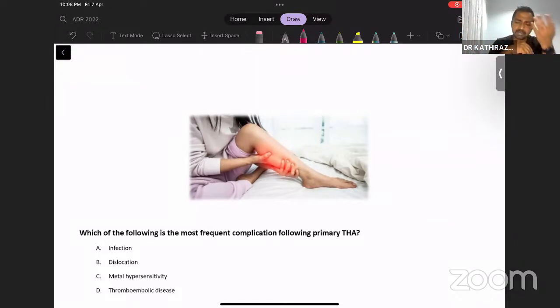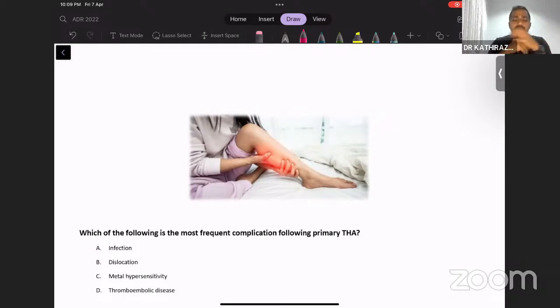I know, like 3 years back, they asked a question about patellar clunk syndrome. I'm telling you, even if you ask a first year orthopedic guy, they may not be answering what is patellar clunk syndrome. Such a tough question, but sometimes they ask.